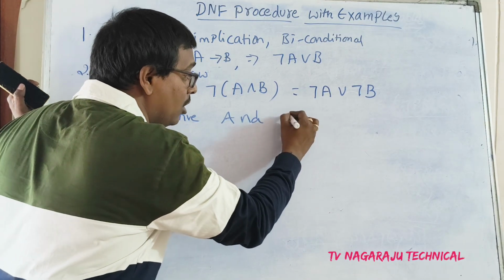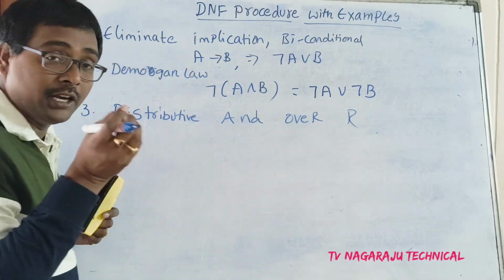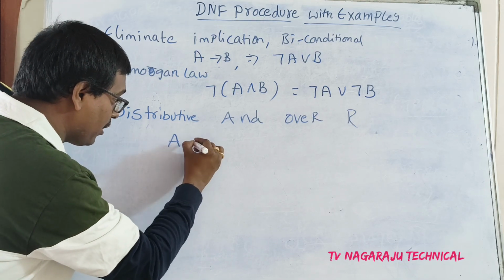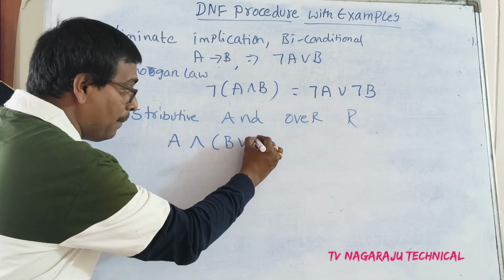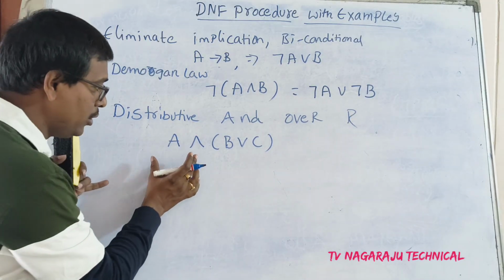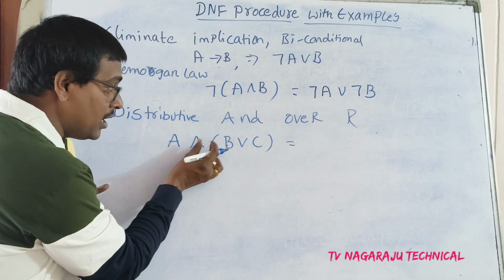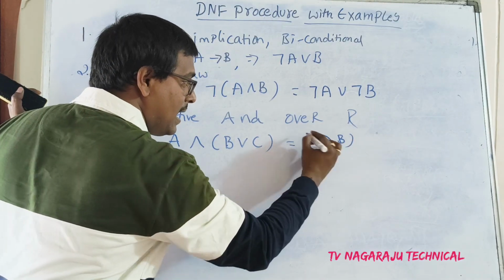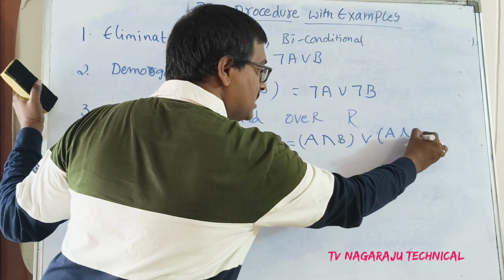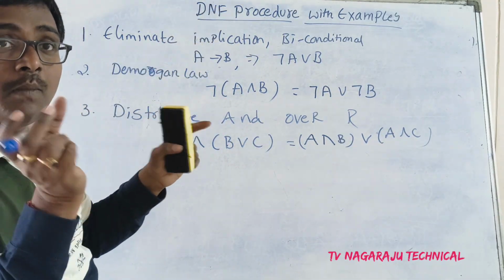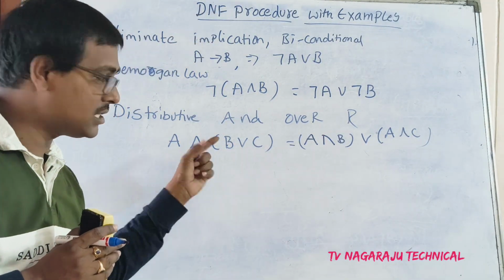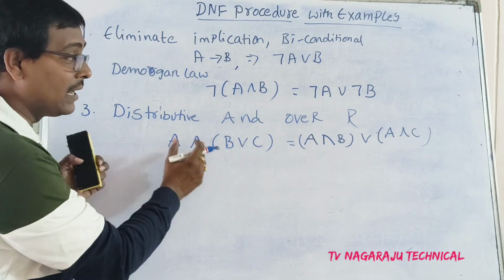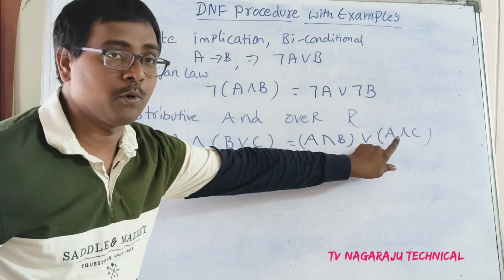After that, perform the distributive law, the distribution of the AND operation over the OR operation. That means if you have an expression A and (B or C), then you need to convert it, applying the AND operation over the OR operation. It is converted into A and B or A and C. Why? DNF is a sum of products. If this is the concept, you need to change. Here in the middle we have AND, and this is OR. Convert into sum of products.